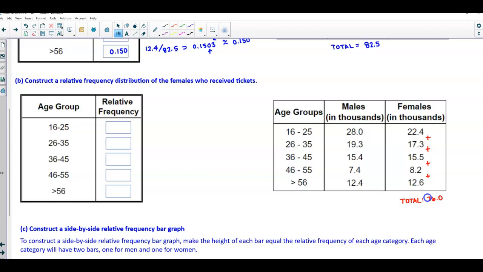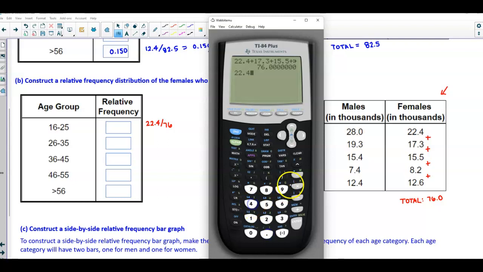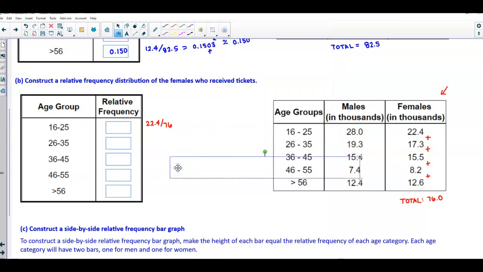Okay, and now we're going to take each value in the female column and divide it by the total. So we have 22.4, and we're going to divide that by 76.0, or just 76 since it is just a 0, so we can leave it as 76. We got 22.4 divided by 76, to 4 decimal places, 0.2947. Now remember, we're writing that to 3 decimal places. So this is our rounding digit, this is our testing digit. Since it's above 5, we need to round that up. So therefore, we get 0.295.